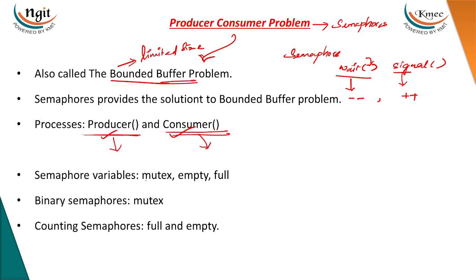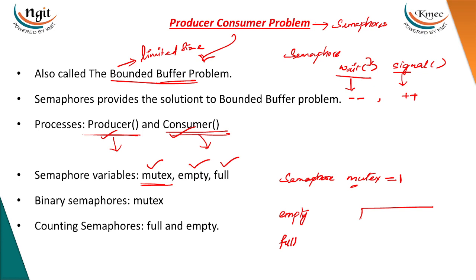Here we will take three variables: mutex, empty and full. Mutex is a mutually exclusive variable of type semaphore, and empty and full are also of type semaphore. The purpose of mutex is to provide mutual exclusion, so it will be initialized to 1. So mutex is a binary semaphore. Empty and full are used when we modify or use the buffer.